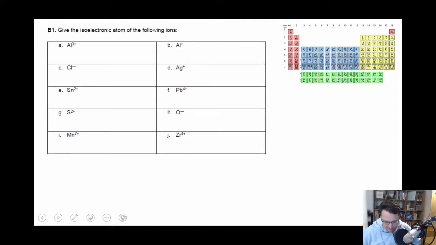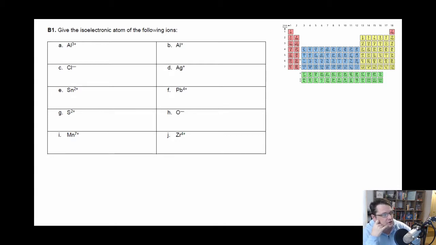B1, give the isoelectronic atom of the following ions. I wonder if the reason that people were confused about this was the term isoelectronic. What isoelectronic means is that it has the exact same electronic configuration.